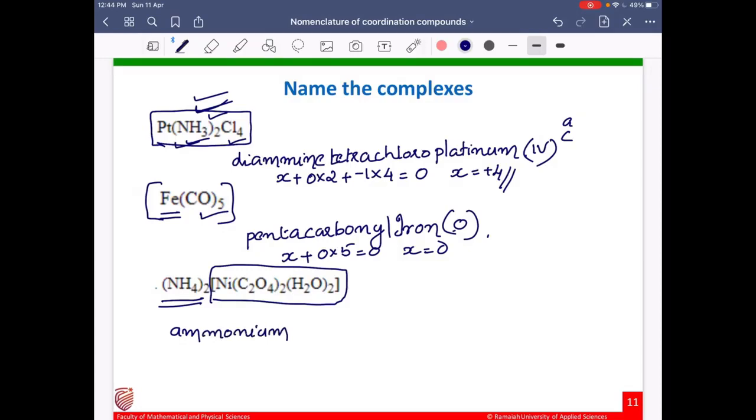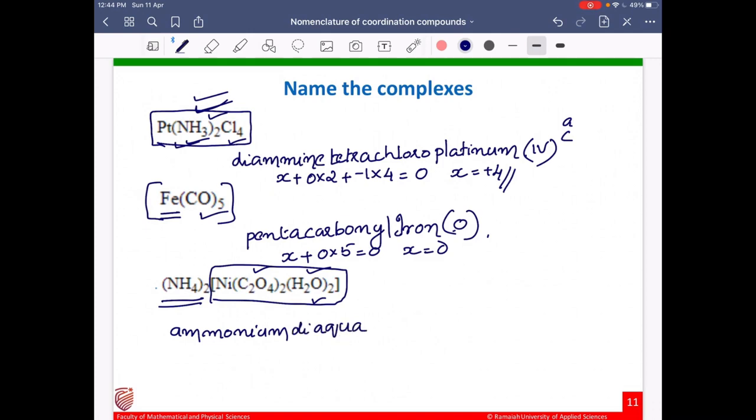Next we have to write the anionic part. In the anionic part, first we have to write the ligands. Two ligands are there. One is oxalato, one is aqua. Obviously aqua we should write first, as per the alphabetical order. How many aqua groups? 2. So 2 means diaqua.